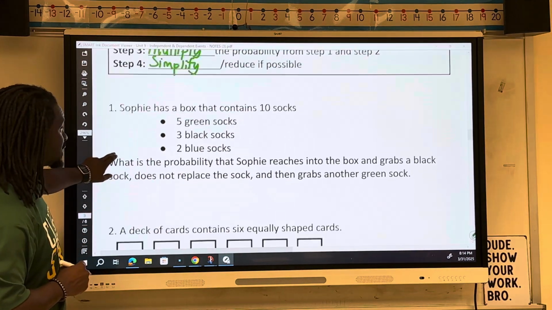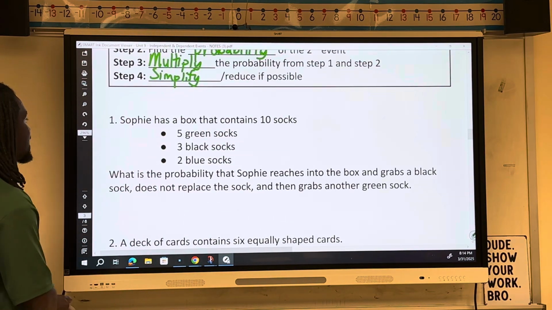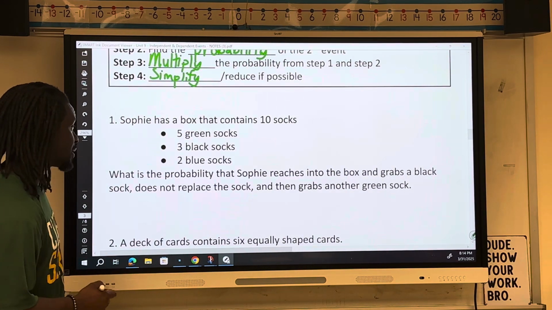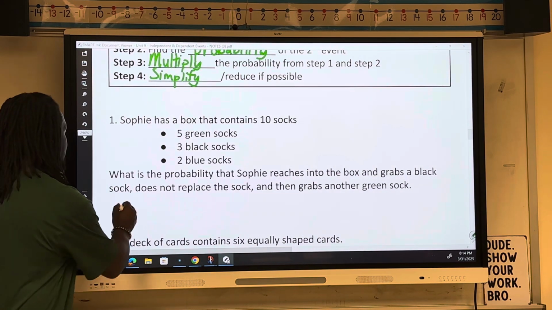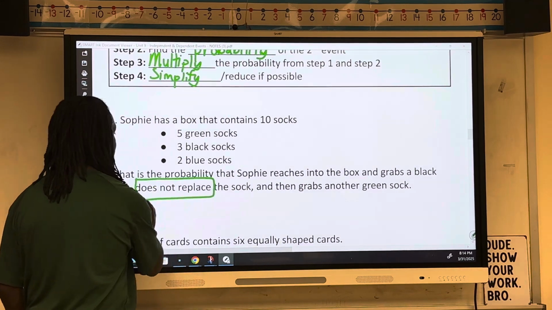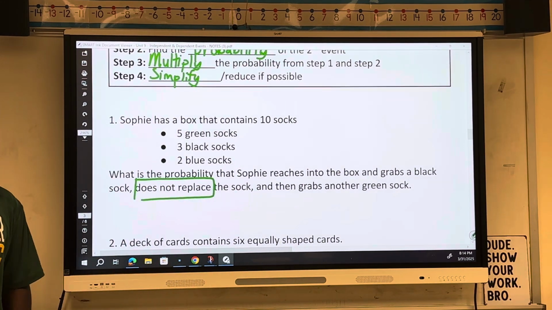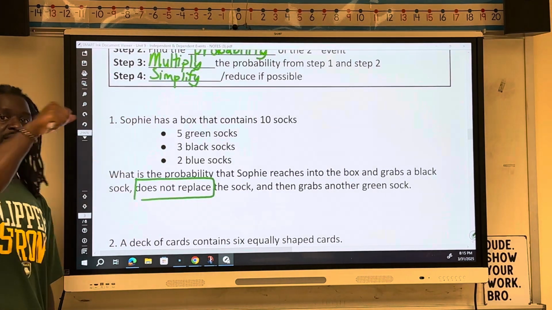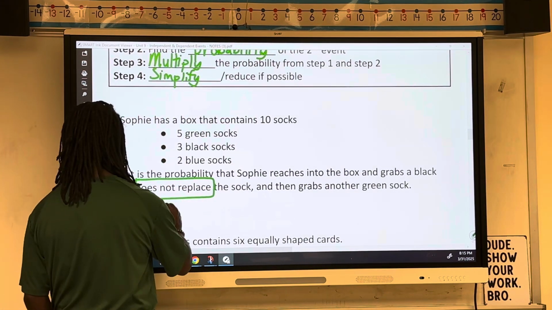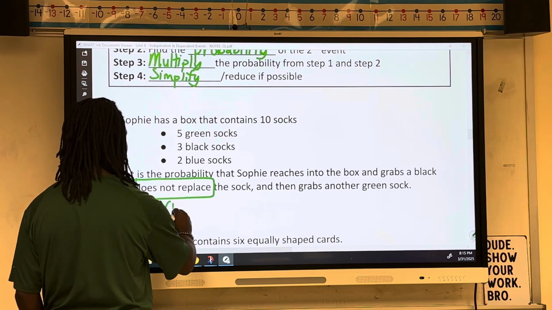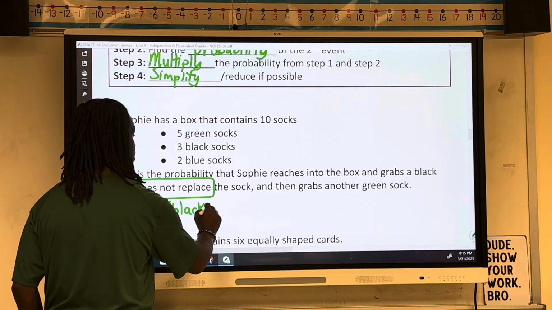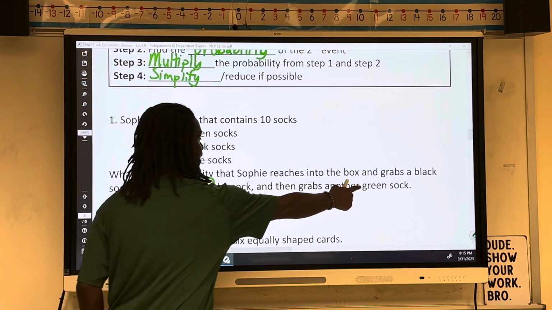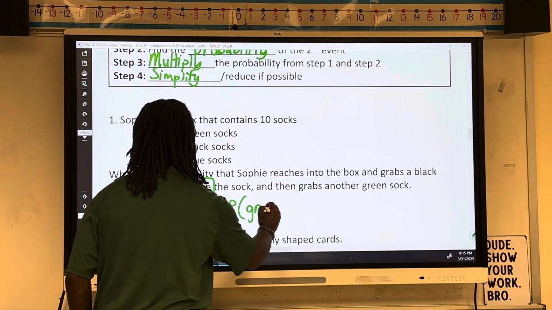Now, let's look at the first one. Sophie has a box that contains 10 socks. What's the probability that she reaches into the box, grabs a black sock, and here's the key, does not replace the sock, then grabs another sock? So she grabs a sock, doesn't put it back, then she grabs another sock. We're finding the probability that she gets a black sock, then we're going to multiply that times the probability that she then grabs a green sock.